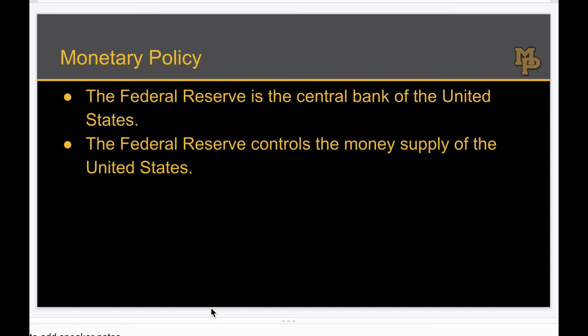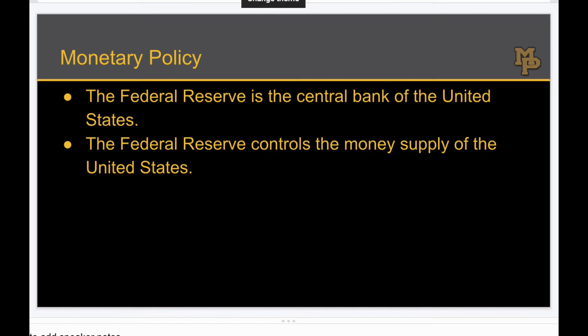So, monetary policy is policy set by the Federal Reserve, and that's the central bank of the United States of America. The Federal Reserve controls the money supply of the United States. So, when I say the Federal Reserve controls the money supply of the U.S., what does that mean?